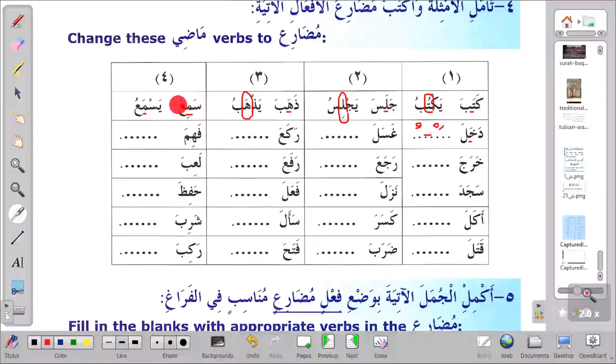Now, sami'a yasma'u. Fahima yafhamu. The ayn is having fatha. La'iba yal'abu. Hafiza yahfazu. Shariba yashrabu. Rakiba yarkabu.